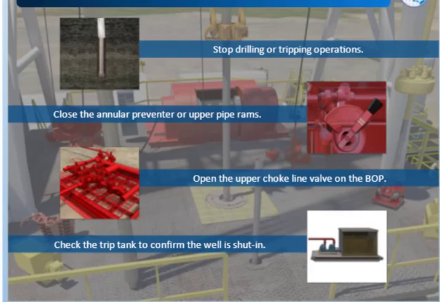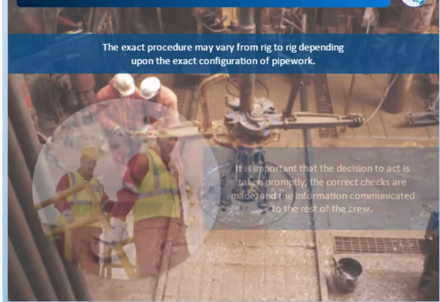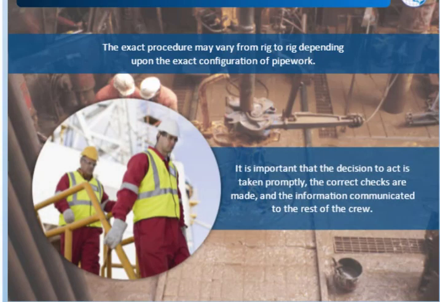Normally the valves in the choke manifold are kept in a closed position. The exact procedure may vary from rig to rig depending upon the exact configuration of pipework. Whilst everyone must be competent in their role and understand their responsibilities, it is important that the decision to act is taken promptly, the correct checks are made, and the information communicated to the rest of the crew.